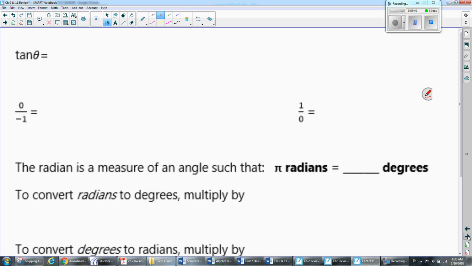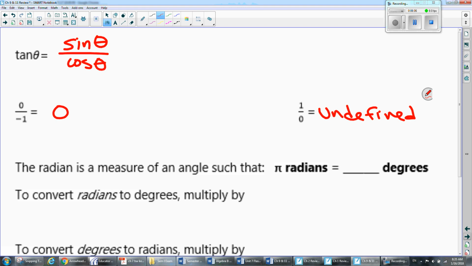So your tangent comes from if you take the sine value and divide it by the cosine, it's your y's over your x's. If you end up with 0 over -1, this would be a value of 0. Okay, if you're dividing by 0, type that into your calculator, it'll give you an error. This is when it's undefined.